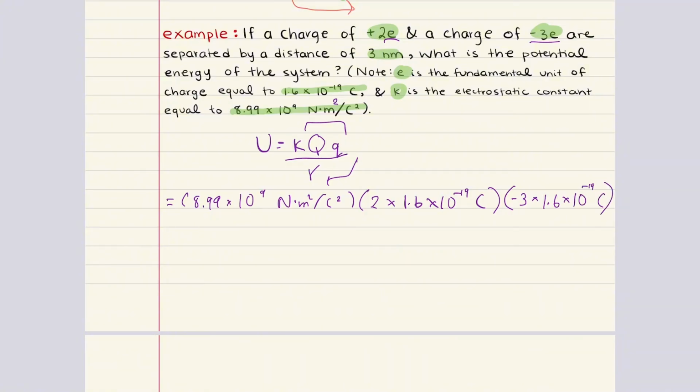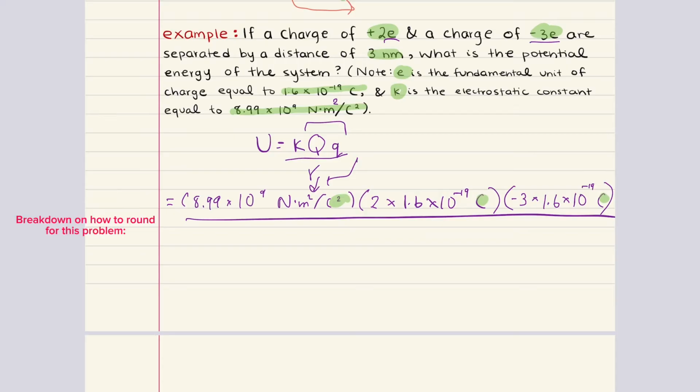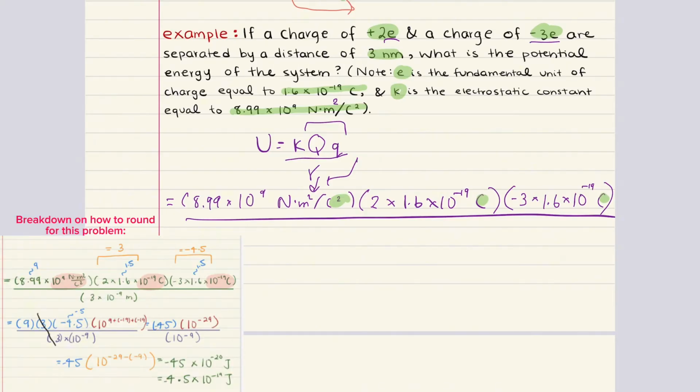What you're going to notice here in the numerator is that Coulomb is going to cancel out. Then this is divided by the distance between them, which we're told is 3 nanometers. We want this to be in units of meter so that it cancels out with this meter unit that's part of our electrostatic constant. So we're going to write this as 3 times 10 to the minus 9 meters.